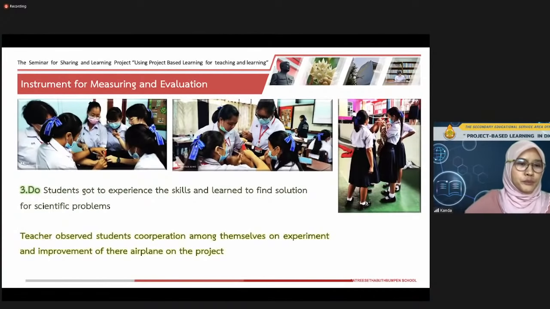Step 3, do. Students get to experience the skill and learn to find solutions to scientific problems. The teacher encourages cooperation among students on experiments and improvement of their work on the project.